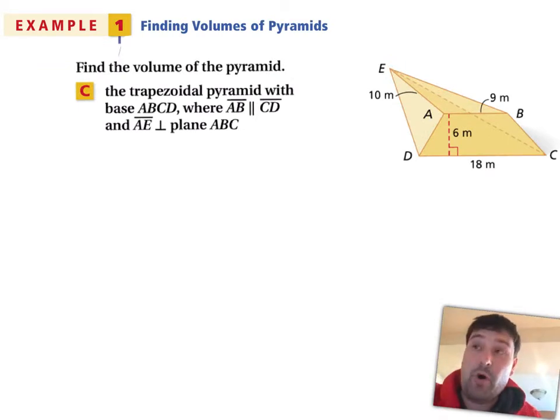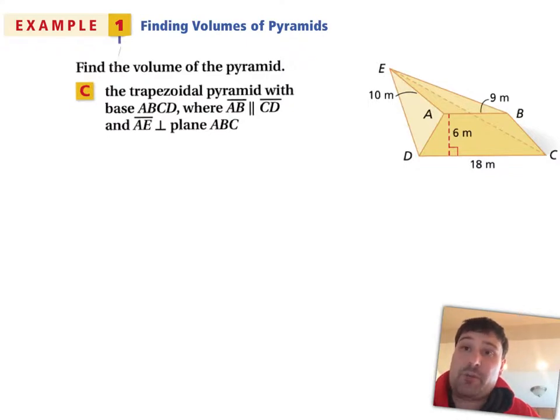So in example 1, we're going to find the volume of the yellow pyramid above. In this pyramid, a trapezoid is the base. It says the trapezoidal pyramid with a base ABCD, where segments AB and CD are parallel, and segment AE is perpendicular to plane ABC. This is a little harder than what you've been used to in the past when finding the volume of pyramids.